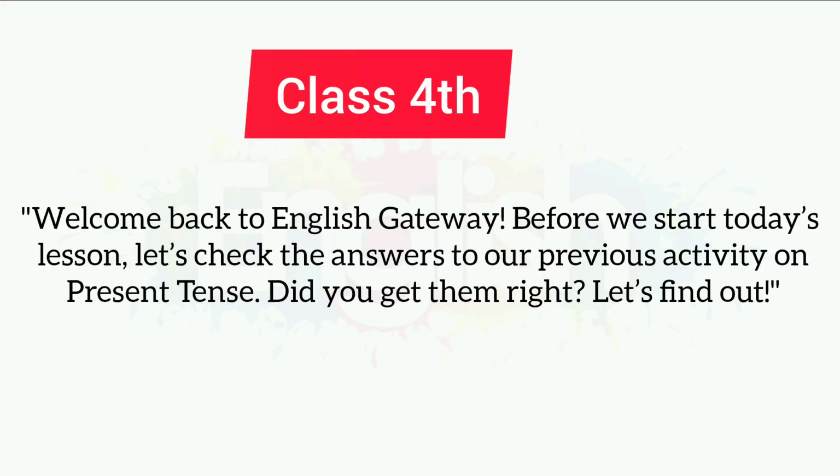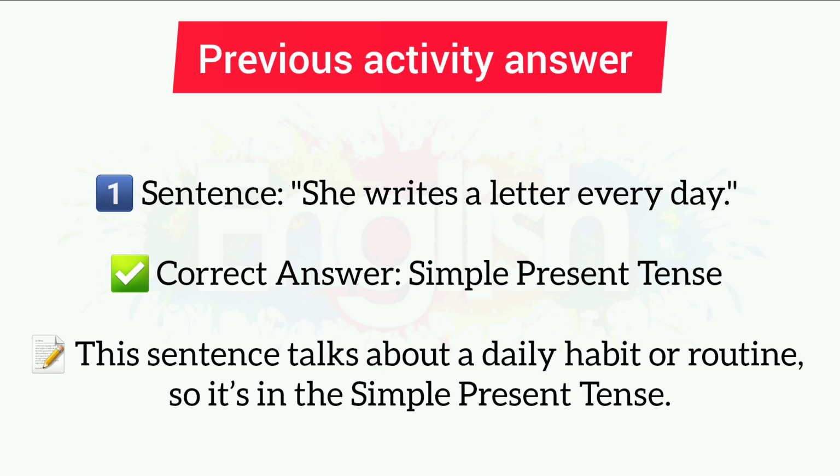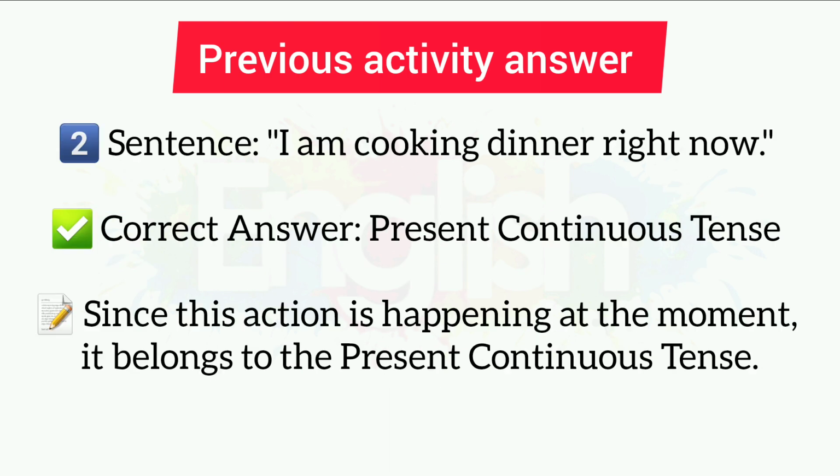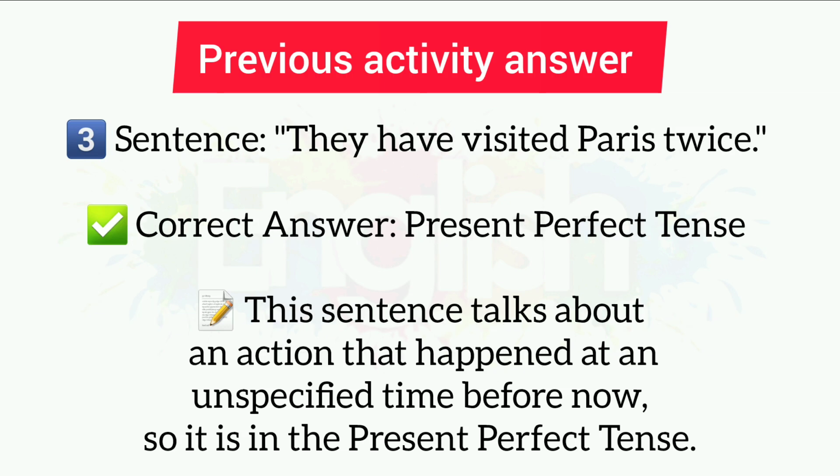Before we start today's lesson, let's check the answers to our previous activity on present tense. Did you get them right? Let's find out. Step-by-step explanation. 1. Sentence: She writes a letter every day. Correct answer: simple present tense. Correct answer: present continuous tense. Correct answer: present perfect continuous tense.